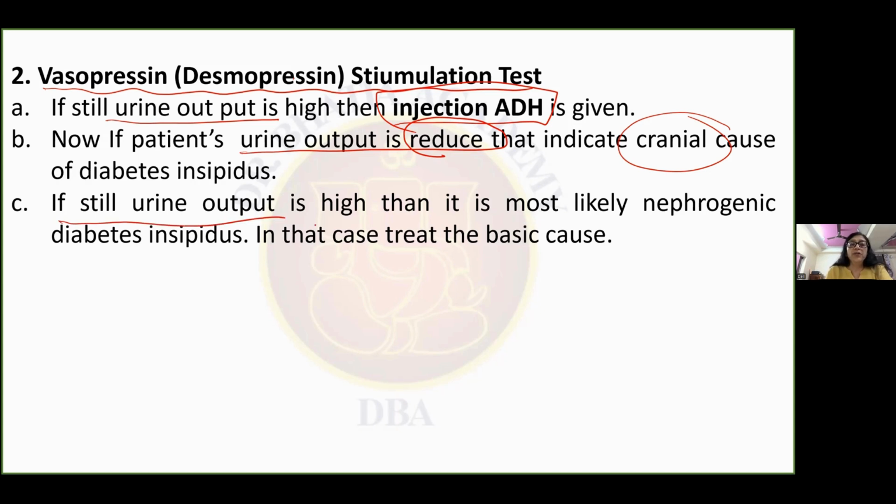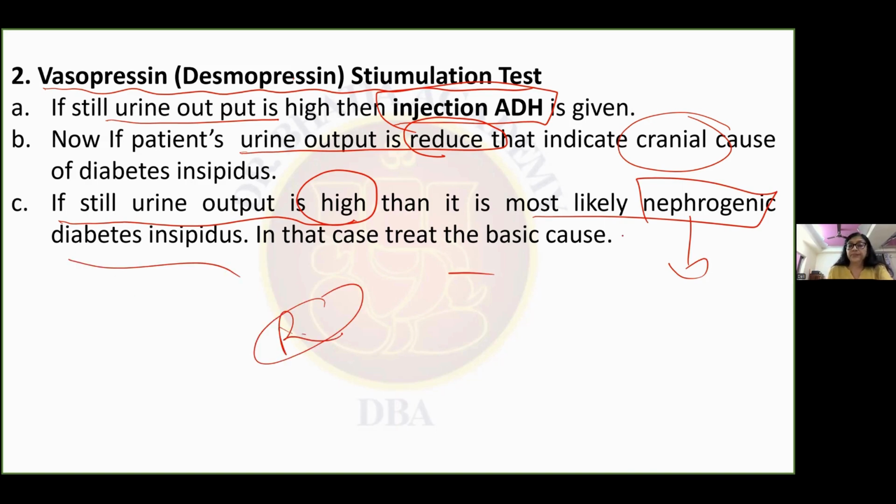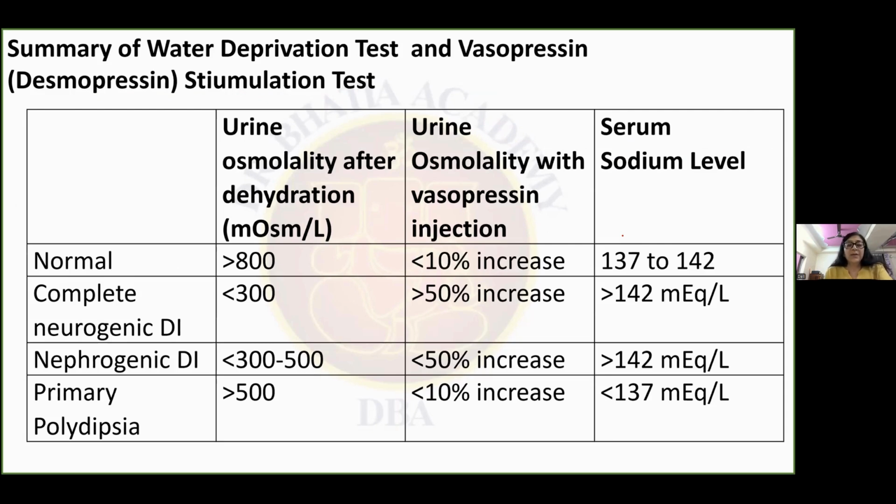But if the urine output is still high, then you are dealing with nephrogenic DI, that is, there is a receptor defect. So this is a summary, just revising the same thing. In a normal condition, urine osmolality is more than 800. If it is a neurogenic DI, it will be less than 300 or 250. If it is a nephrogenic DI, it will be somewhere in between. If it is a primary polydipsia, it will be more than 500 anyways.